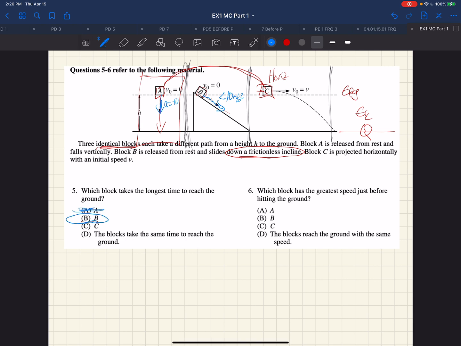It can't possibly be A, and it can't possibly be C, because they're equal to each other. It's either B or D. And they don't take the same amount of time, because A has a greater acceleration in its path than B does. This is simply a component of 10.